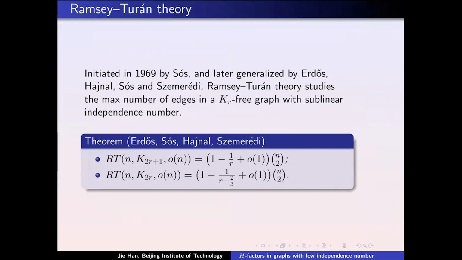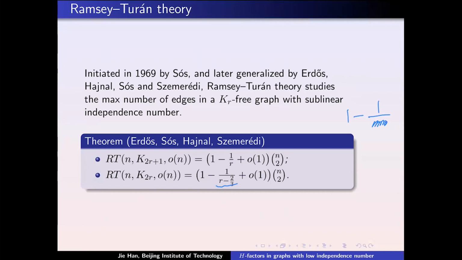So here we come across this Ramsey-Turán theory, which was initiated by Szemerédi, and also later generalized by Erdős, Hajnal, Sós, and Szemerédi. This Ramsey-Turán theory studies the maximum number of edges in a K_r-free graph with sublinear independence number. And this earlier result was obtained for K_r-free graphs, but the values depend on the parity of r, the size of the clique, and there are two different numbers. I think the second one I rephrased a little bit, just to show you what happens here. So it's kind of similar to what I just showed about the clique factors or H-factors. All these functions look like 1 minus 1 over something.